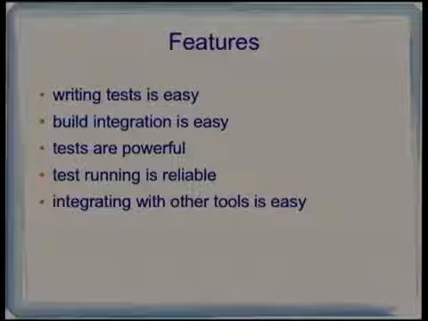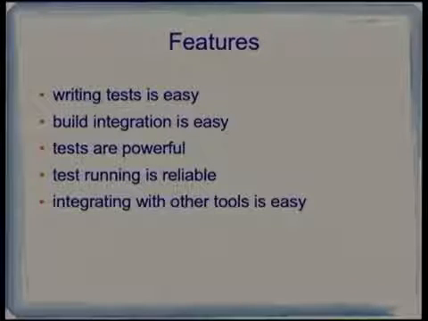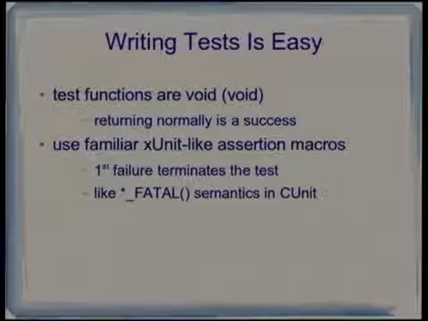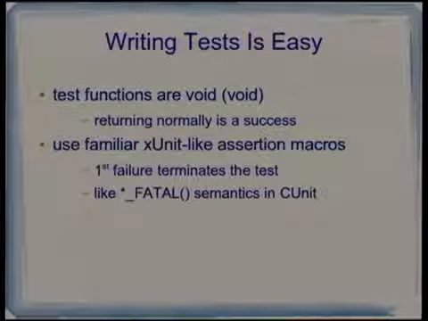Its features are: writing tests is easy, building your test programs is easy, tests are powerful, test running is reliable, for several values of what reliable means, and integrating with other tools is easy. So writing tests is easy. A test function is just a function. It takes no arguments, it returns no value. If it returns at all, it succeeded. All failure modes are failures to return. That's because in C, a lot of your failure modes turn out to be failures to return, like segv. So you actually need to be able to deal with that anyway, so why return a value?